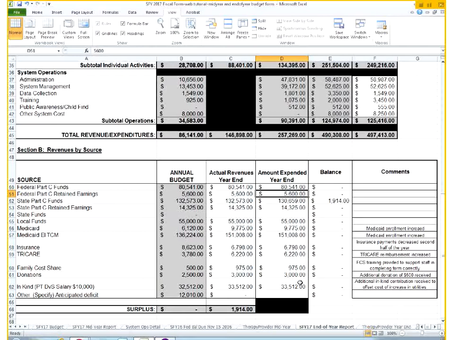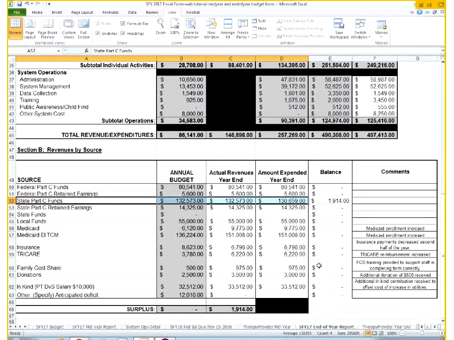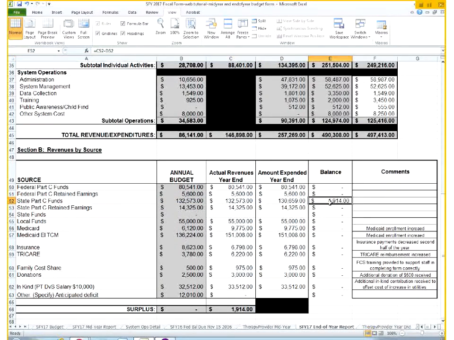So actual amounts that the local system spent in each revenue source area is what would be captured under amounts expended for the year end. And if the numbers don't match up, like we're looking at state Part C funds here, and we see that the budget was $132,573, but the amount expended was only $130,659, and that's completely okay. The spreadsheet will go ahead on and calculate that balance over to the side for you to let you know, hey, you guys have an excess here, an excess of funds here, and that's fine. We'll talk about that in a second.